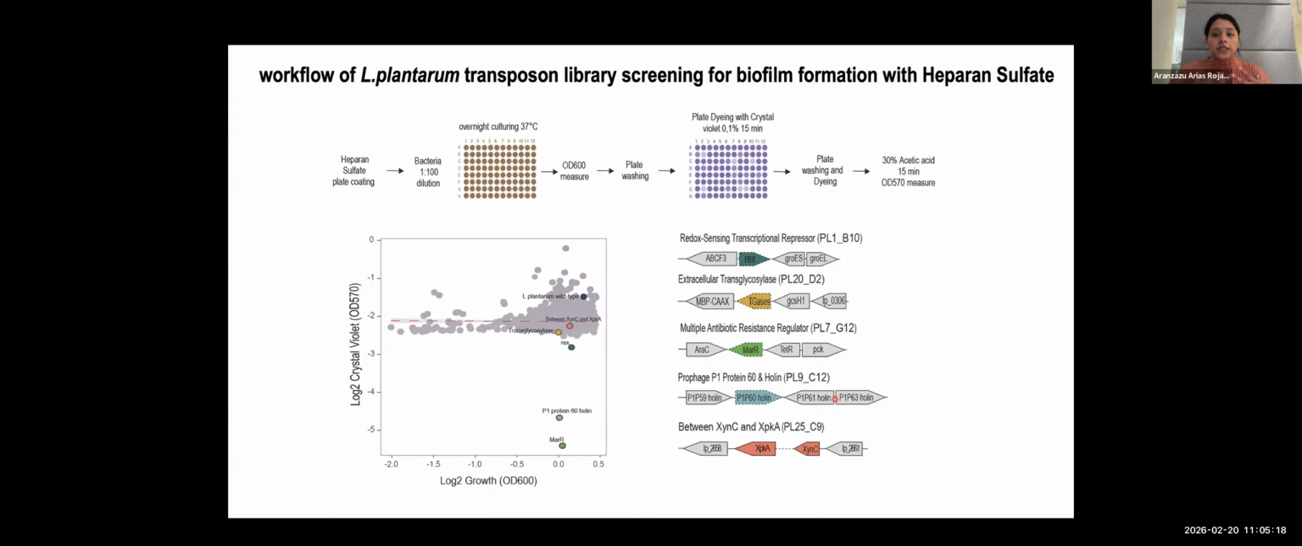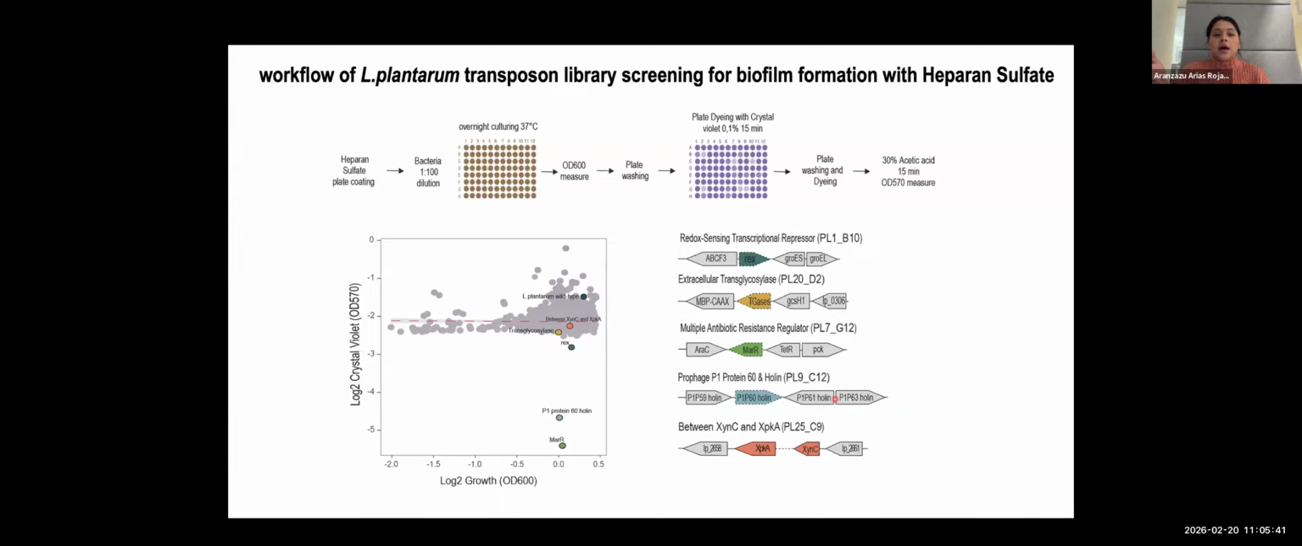To do so, we made a transposon library in Lactobacillus, and then we screened for biofilm formation. Since we have a big library of, I think it was 200 plates of 96 wells, we have plenty of mutants that could potentially be important.